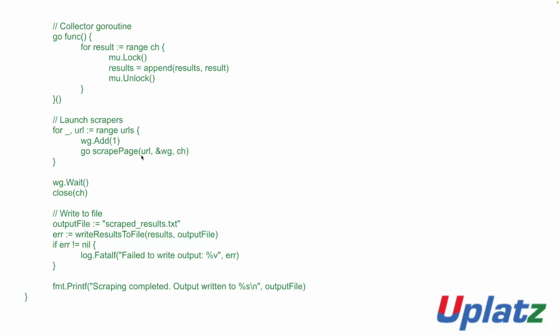Then scrapePage, this URL pointed to wg, ch. Now wg.Wait. Now close the save channel, then output file. scrape_results.txt, error, write results to a file.